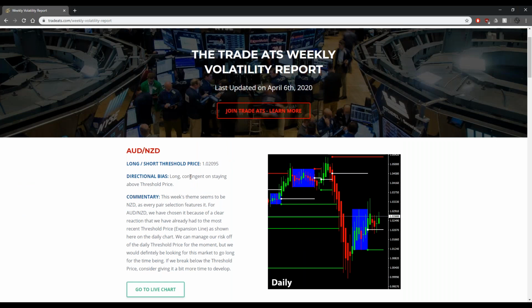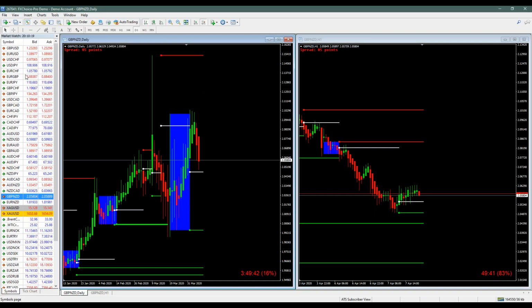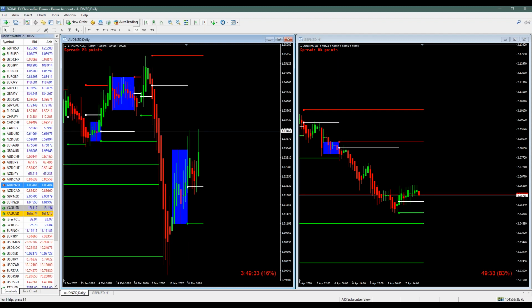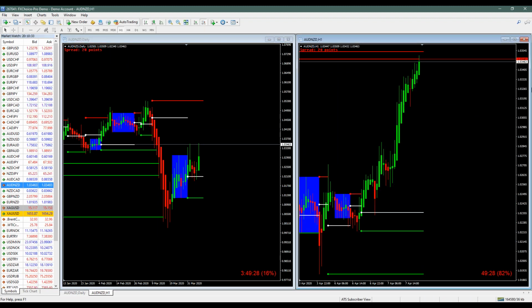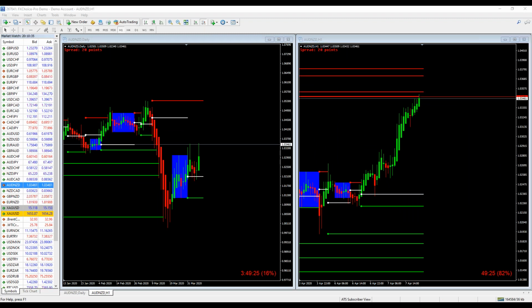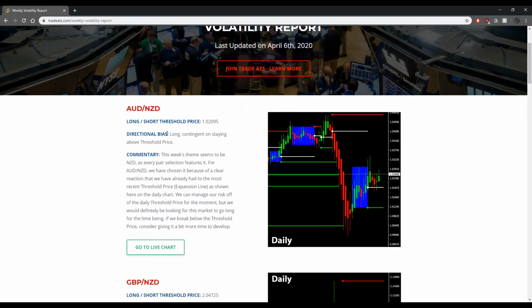And then finally, this one was probably the ideal. This is Aussie New Zealand. Go ahead and pull that guy up. So this one worked out pretty much perfect. Our directional bias was long, and this one is probably the furthest along in terms of maturity when it breaks out of the box.